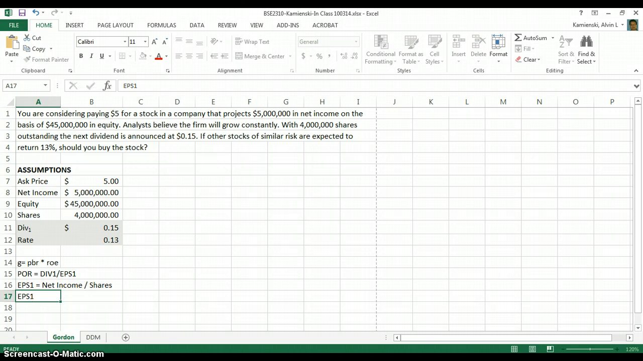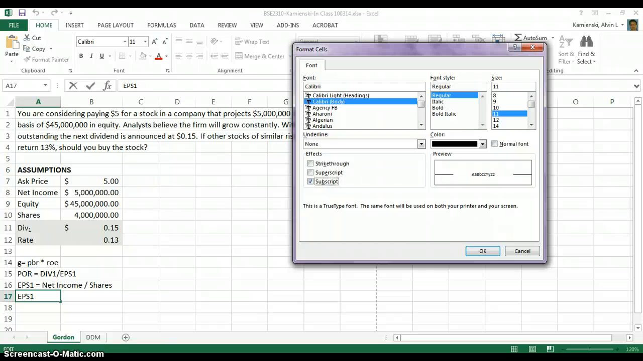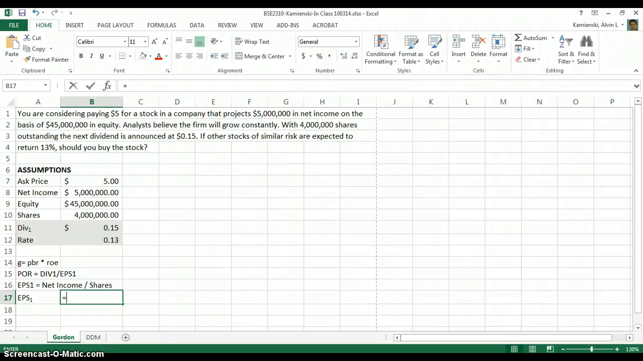So let's go ahead and do a little formatting here first. Make ourselves a nice little subscript. So earnings per share 1 is going to be equal to this next net income divided by then our number of shares. So now we've got an earnings per share number. Well, now we can get ourselves to payout ratio by taking that dividend of 15 cents, divided into the $1.25, and we know that payout ratio is then 12%.